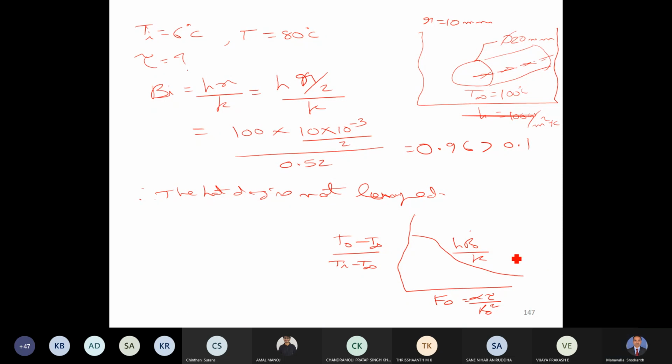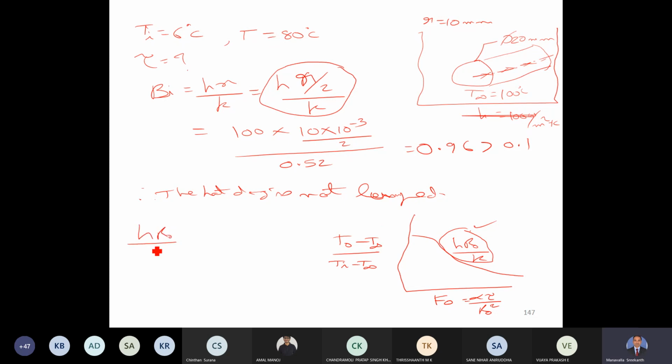Now I want you to notice the difference between this h r naught by k and this. Both of them look like a Biot number, but this one is h r naught by k and the other one is h r naught by 2k, so that value will actually be double this value. But since the graph is given in terms of h r naught by k, we'll also separately have to calculate this one. So let us do the calculations here.